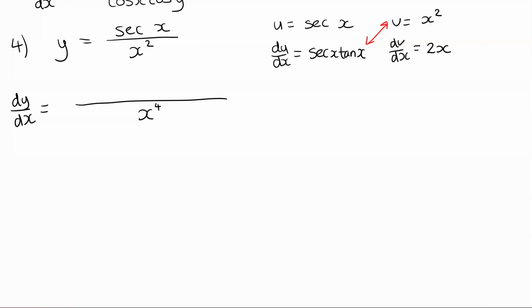Now you do get the formula for the quotient rule in the formula book. You don't get the formula for the product rule. So do make sure you double check with the formula book when you do these problems. So multiply v times du by dx, and then multiply u by dv by dx.